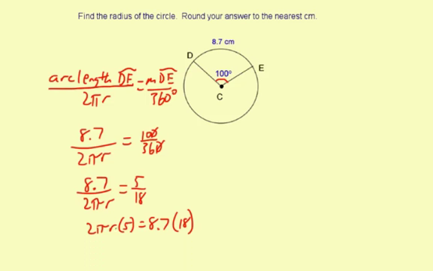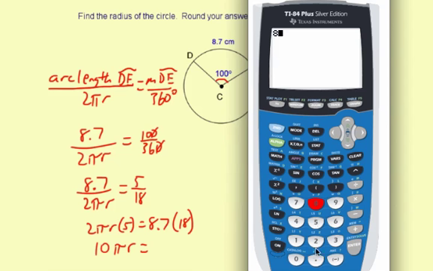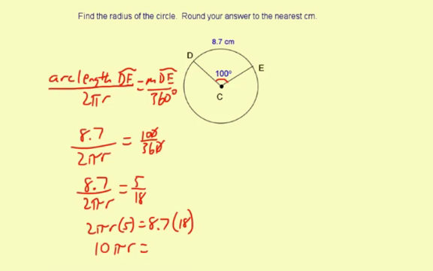Okay, so we'll use the commutative property of multiplication here. 2 times 5 is 10, and then the pi, and then the r equals 8.7 times 18. Let me do that on the calculator. 156.6. Okay, now let me rewrite this up top. 10 pi r equals 156.6.